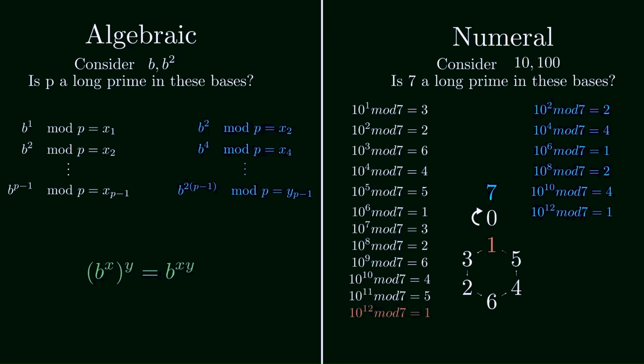But this just might be the case for 10 and 100. Maybe this doesn't happen to all square numbers, or does it?